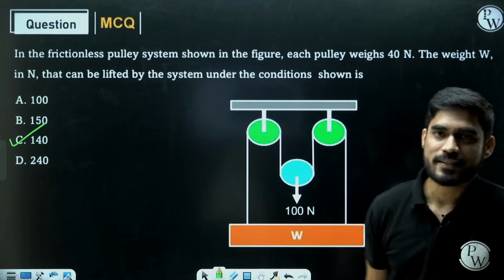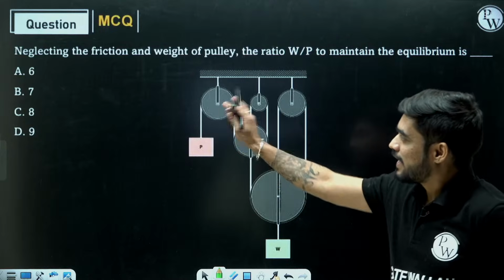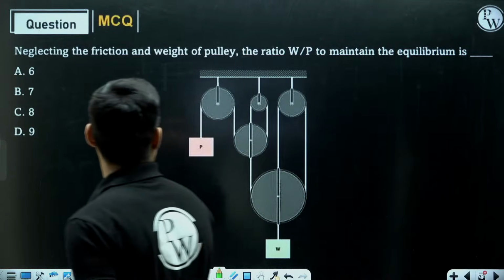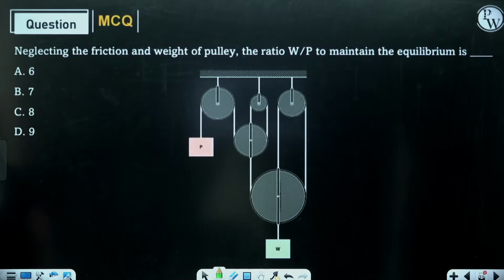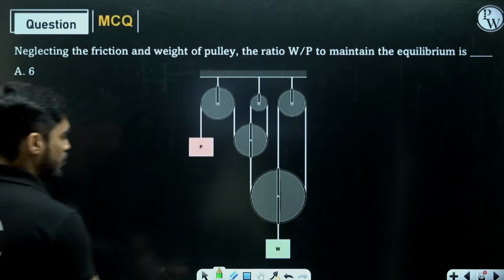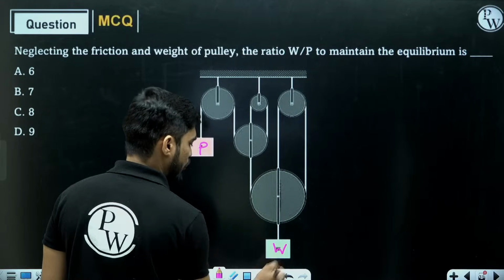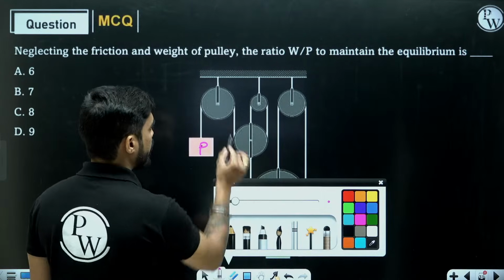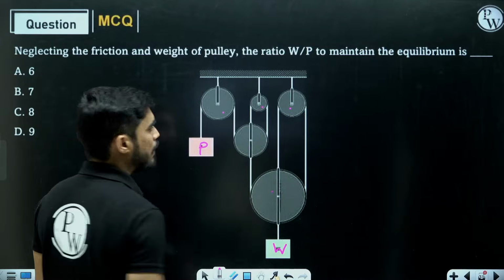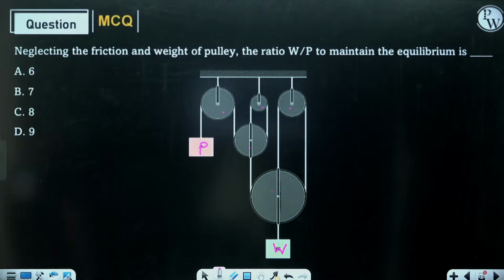So this next question is also related to pulleys. Neglecting the friction and weight of pulley, the ratio W by P to maintain equilibrium is. So this is your weight P, this is P and this is W, and we have 1, 2, 3, 4, 5 frictionless and weightless pulleys. We need to find the ratio of W and P.